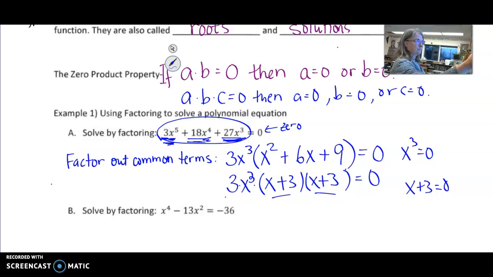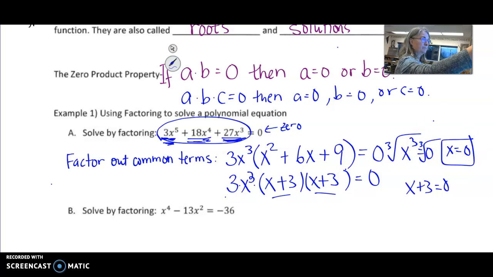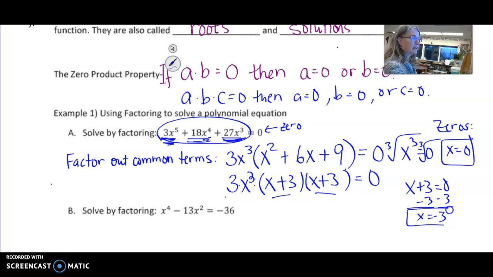And so solving x cubed, you take the cube root of both sides. The cube root of 0 is 0. So x equals 0 is one of my solutions, or we can call it a 0. And then here I'm going to subtract 3 from both sides, and I get x equals -3. This is my other 0 for that polynomial. And that is how you solve a polynomial equation by factoring.